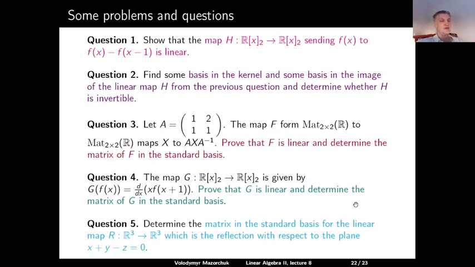Question 5. Determine the matrix in the standard basis for the linear map R from R3 to R3, which is a reflection with respect to the plane x plus y minus z is equal to 0.